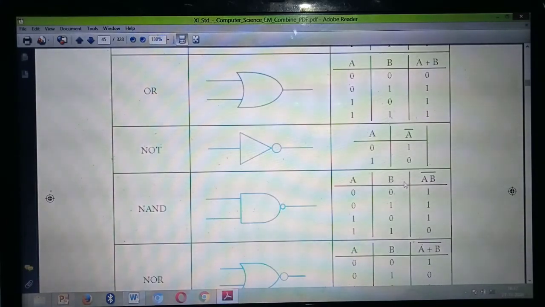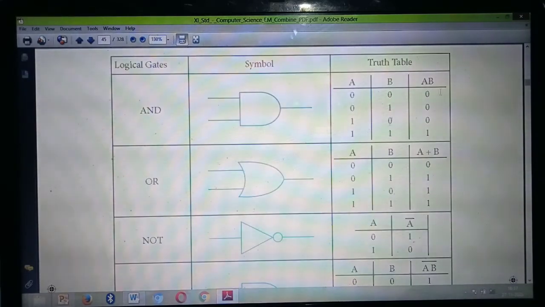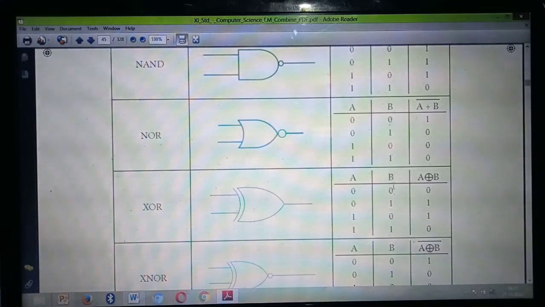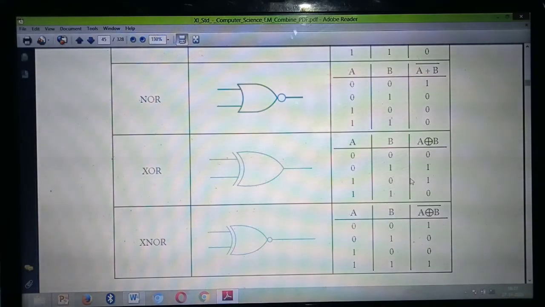Then NAND gate, AB bar. AB bar means just the opposite of AND gate, so you should write just the opposite. NOR gate means just the opposite of OR gate. XOR gate means A exclusive B. This one you need to study: XOR gate and XNOR gate. XOR gate means if both the inputs are the same, you will get false, otherwise true. XOR and XNOR are just opposite. Very important tabular column, you should study thoroughly. Understand? So up to this, the second chapter is over.